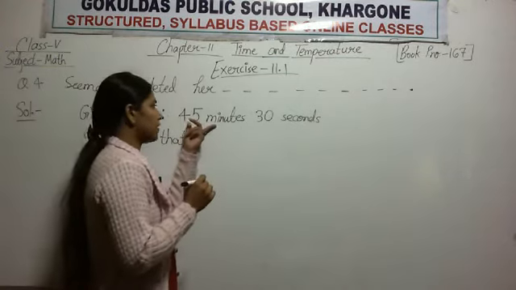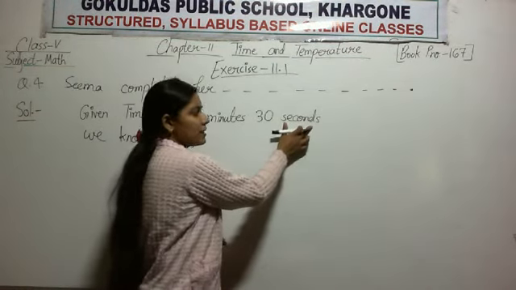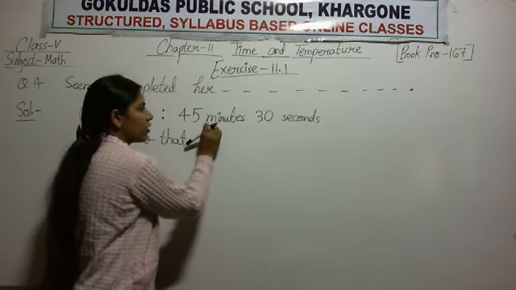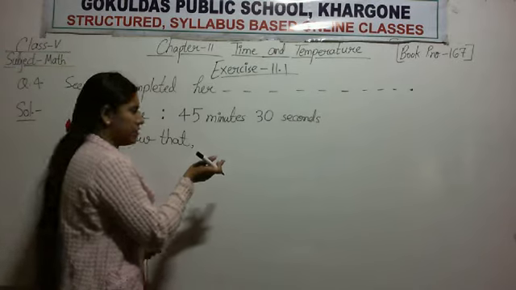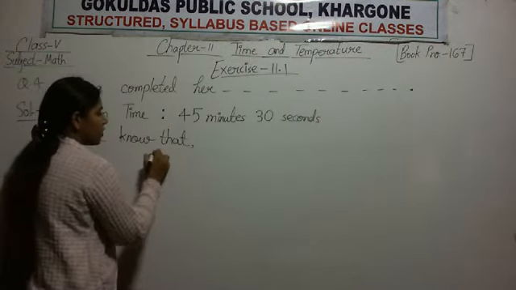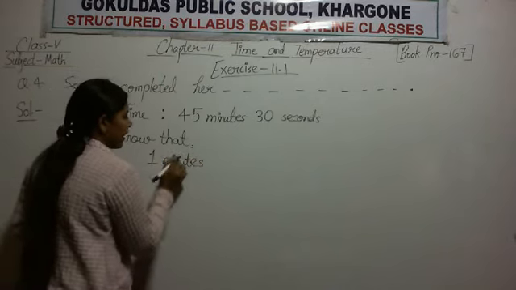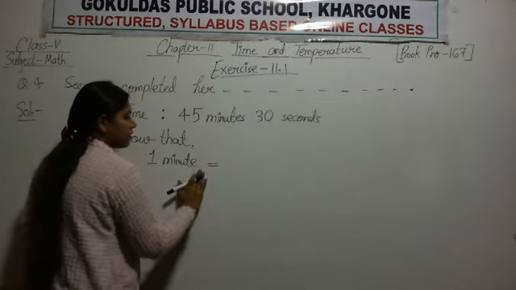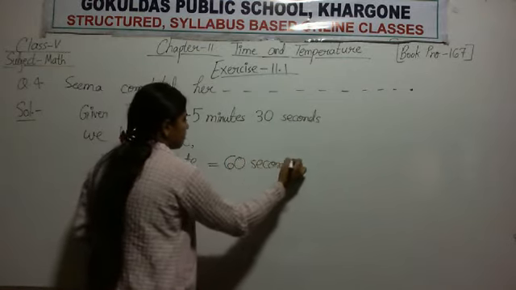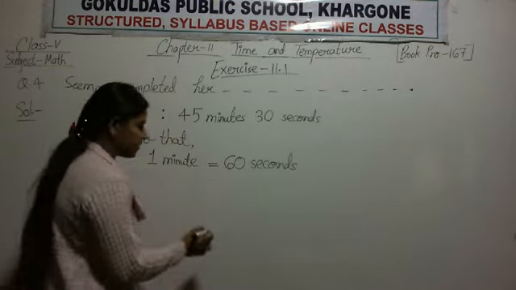See here the time 45 minutes 30 seconds is given. Here 30 is already in seconds, so no need to convert this part. We will convert only 45 minutes into seconds. So here minutes are given. We know that 1 minute, so we will write 1 minute is equals to 60 seconds. We know that 1 minute is equals to 60 seconds.